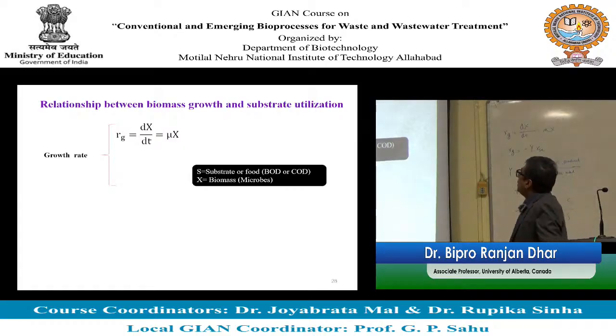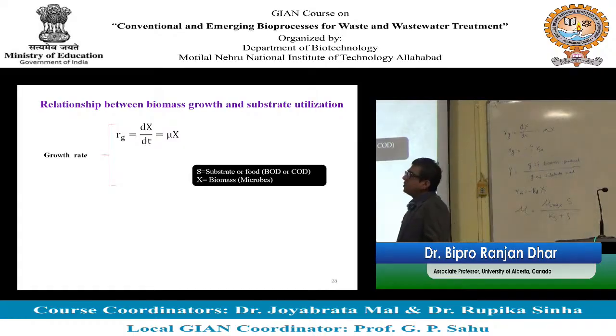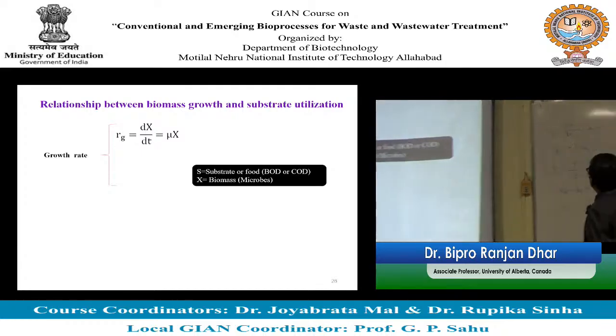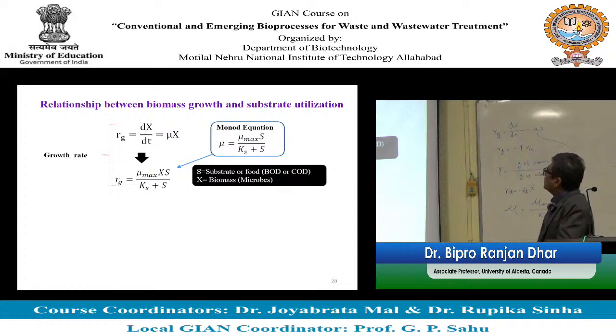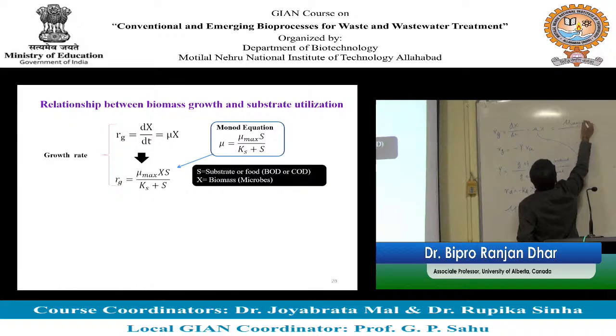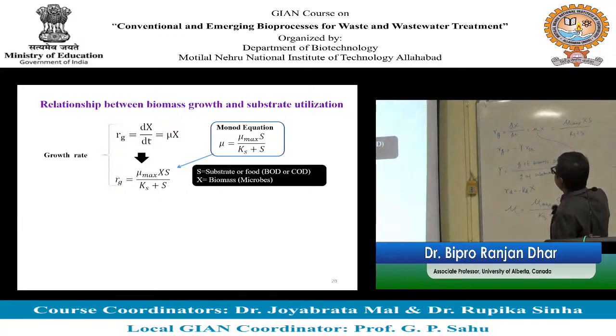Now we talked about biomass growth, right? So we have a couple of equations, and you can see here that for mu I already have an equation, the Monod equation, so I can replace that. So for growth I have another equation, which is mu max X S over Ks plus S, right? So we can have this equation.